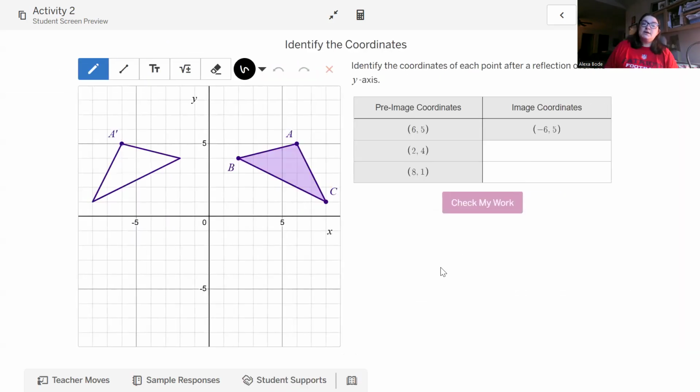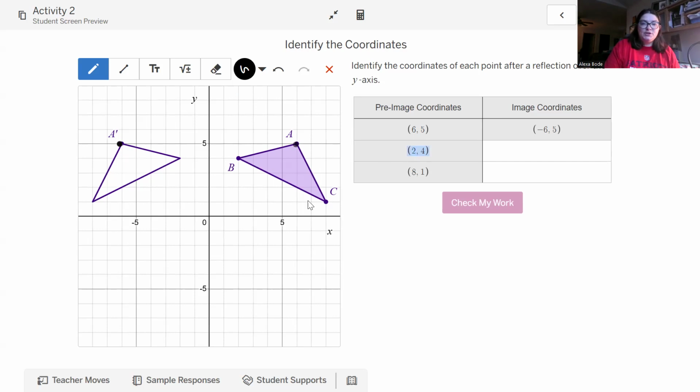So this is just like we did in the notes at the bottom half. It says identify the coordinates of each point after a reflection over the y-axis. So they did the first one for us, 6, 5. So going over 6 and up 5 is that point A. A prime is at -6, 5.